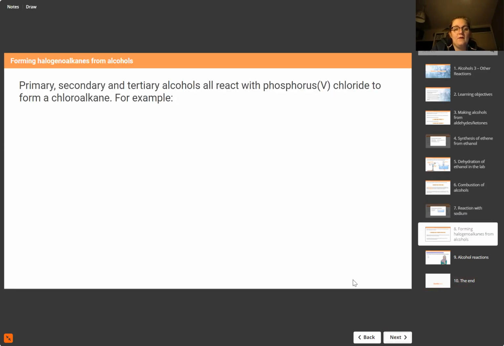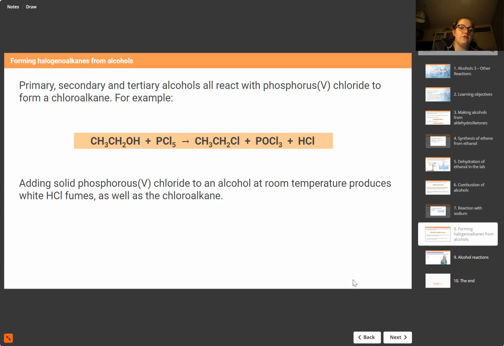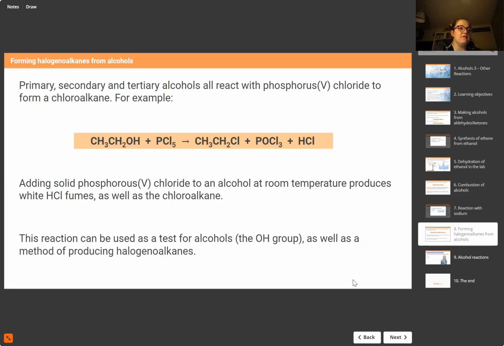And the last little bit, we can form halogenoalkanes from alcohols. So primary, secondary, and tertiary alcohols all react with phosphorus chloride to form a chloroalkane. So if we add phosphorus chloride to an alcohol at room temperature, it produces white hydrochloric fumes as well as a chloroalkane. And this reaction can be used as a test for alcohols, as well as a method of producing halogenoalkanes.